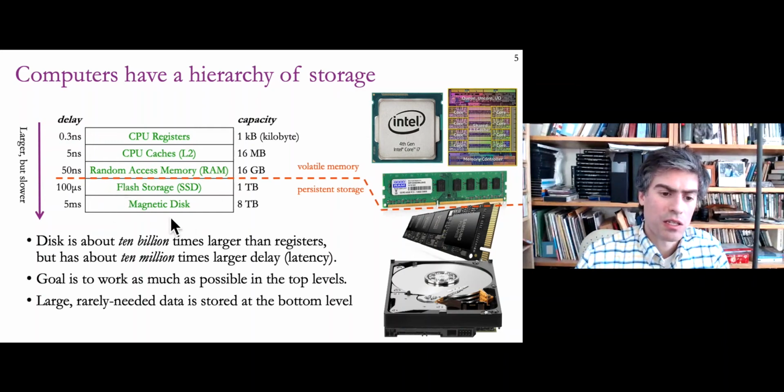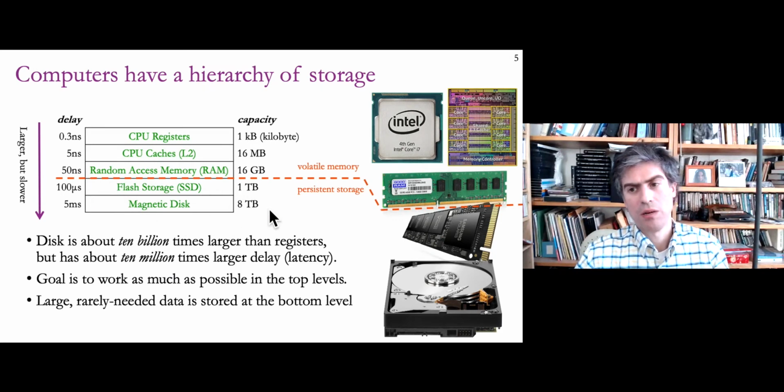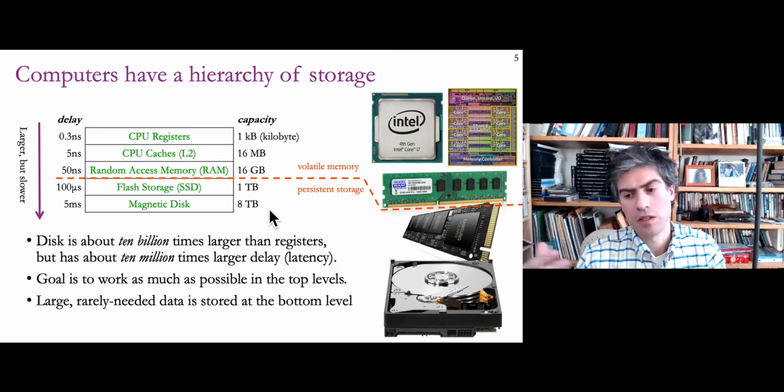Storage on solid-state disks and magnetic disks is handled in a different way. Your programs don't access that directly. You don't have variables that refer to data on disk. Rather, you have special system calls, which are like functions that open files and read data off of files.